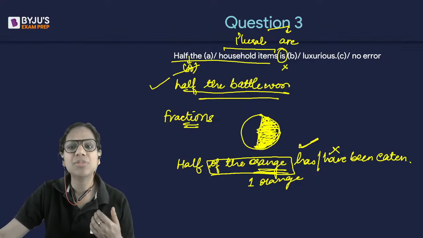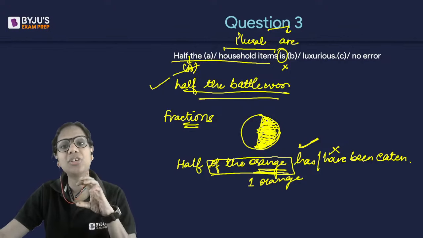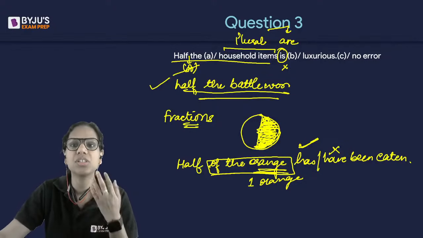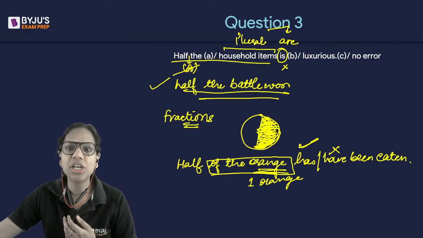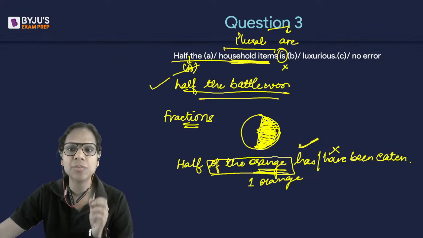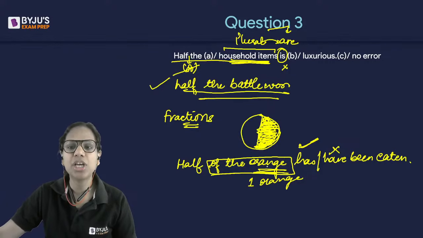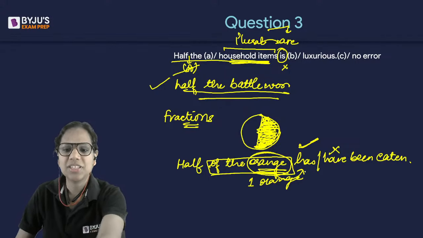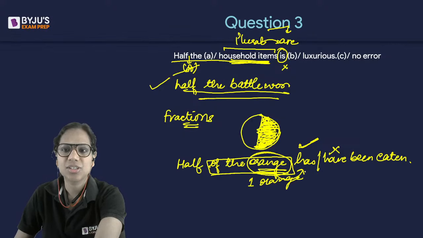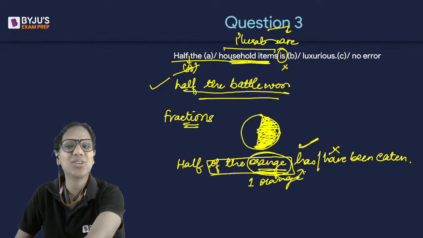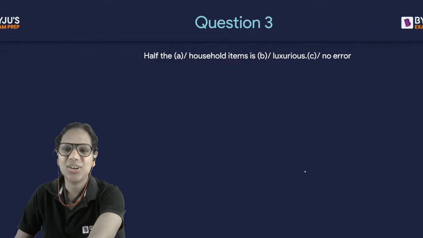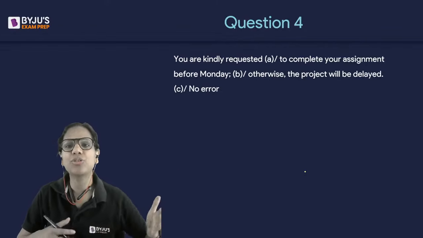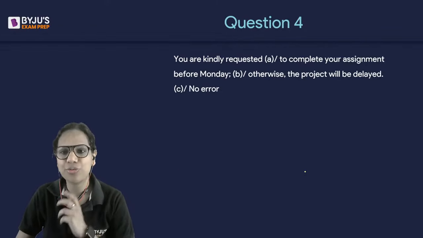So fractions by themselves are neither singular nor plural. It depends on what it is that they are a fraction of, what it is that they are a proportion of. If they are a proportion of multiple items, for instance, household items, the verb will be plural. If they are a proportion of a singular thing, the verb will be singular. Okay, hope this is clear. So it should be are luxurious. B was the erroneous part, not A. All right. So this was a bit about fractions, three-fourths, half, right?